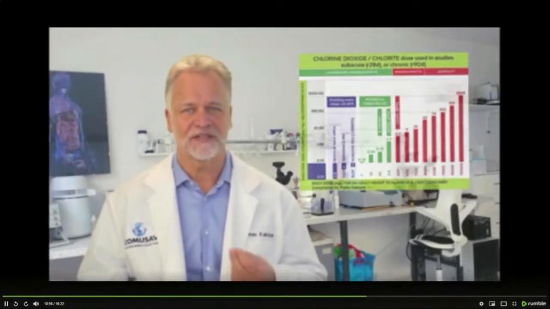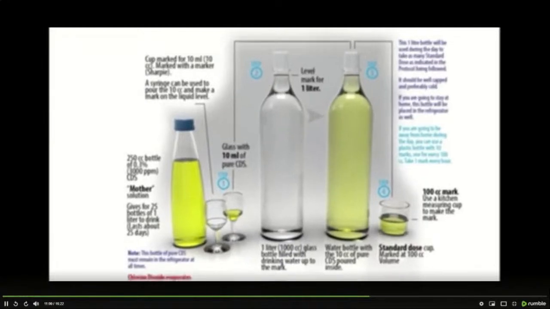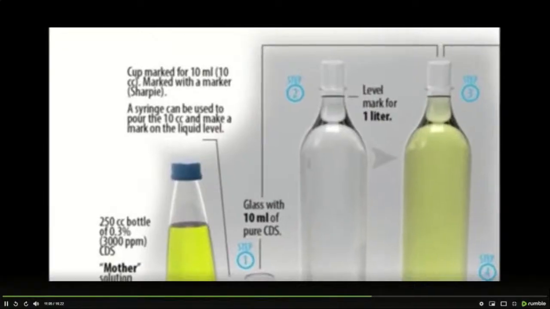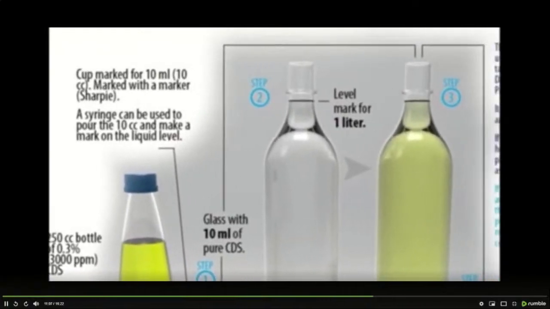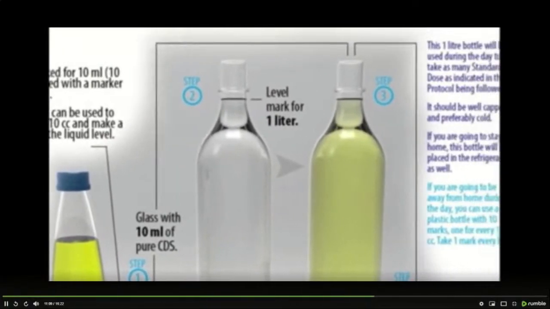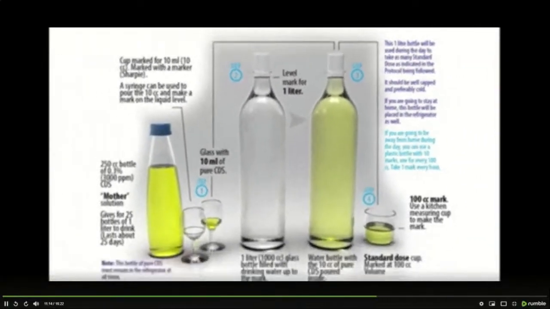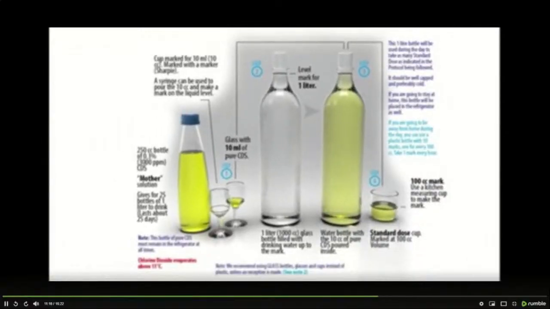Also, the toxicity, or rather the non-toxicity of CDS, has been well studied and known for more than 100 years. It is mostly used for drinking water treatment. How is CDS chlorine dioxide applied practically? The handling is very simple. Of a concentrated CDS stock solution of 3000 ppm, which corresponds to 0.3% CDS chlorine dioxide solution, 10 milliliters is added to 1 liter of water, which then is drunk in 10 doses during the day. It is therefore very easy to use.